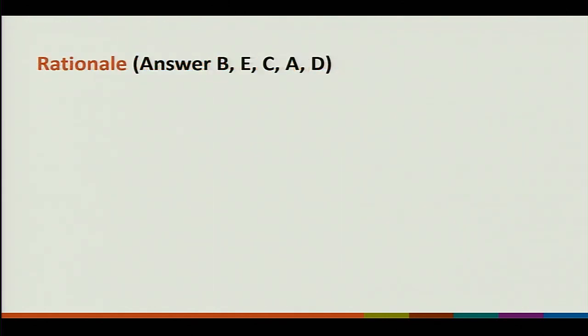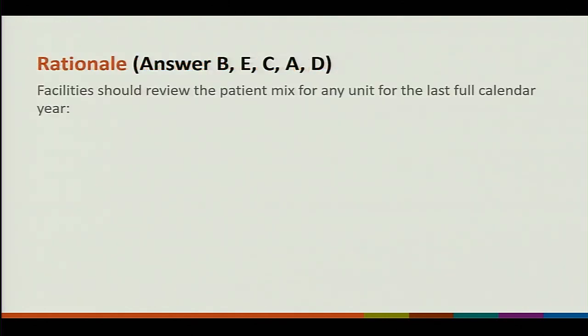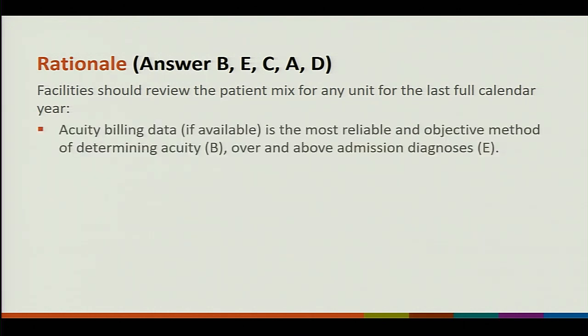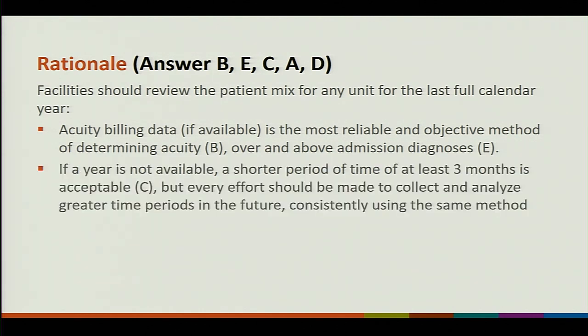So we'll go over some of the rationale for why those rankings were where they were. Just to start off with, ideally facilities should review a patient mix for a unit for at least one full calendar year if possible. Given that, if acuity billing data is available, it's the most reliable and most objective method of determining acuity. However, we know that's not always possible to retrieve that level of information for certain facilities. So we say the second best option would be to look at admission diagnosis for a particular unit.